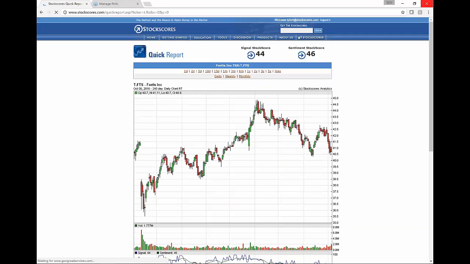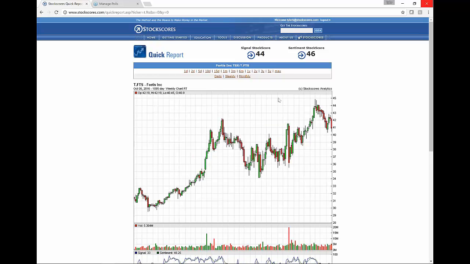T.FTS. So we'll do 3 more. Fortis. Short term, it's got falling tops. Let's take a look at the long term. Don't love it. I think I would stay clear of this one right now. It's built a falling top in the last 3 or 4 weeks.